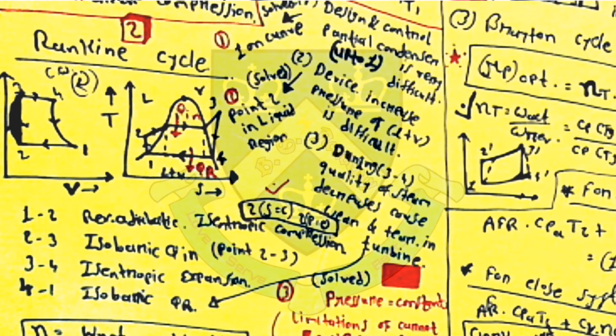Three main problems are there in the Carnot cycle which are solved by the Rankine cycle. First problem is that design and control of a partial condenser is very difficult. Second problem is that a device that increases the pressure of the L plus V, meaning liquid plus vapor region, is difficult. Third one is that during process 3 to 4, the quality of steam decreases, which causes wear and tear in the turbine. So all three problems are solved by the Rankine cycle.